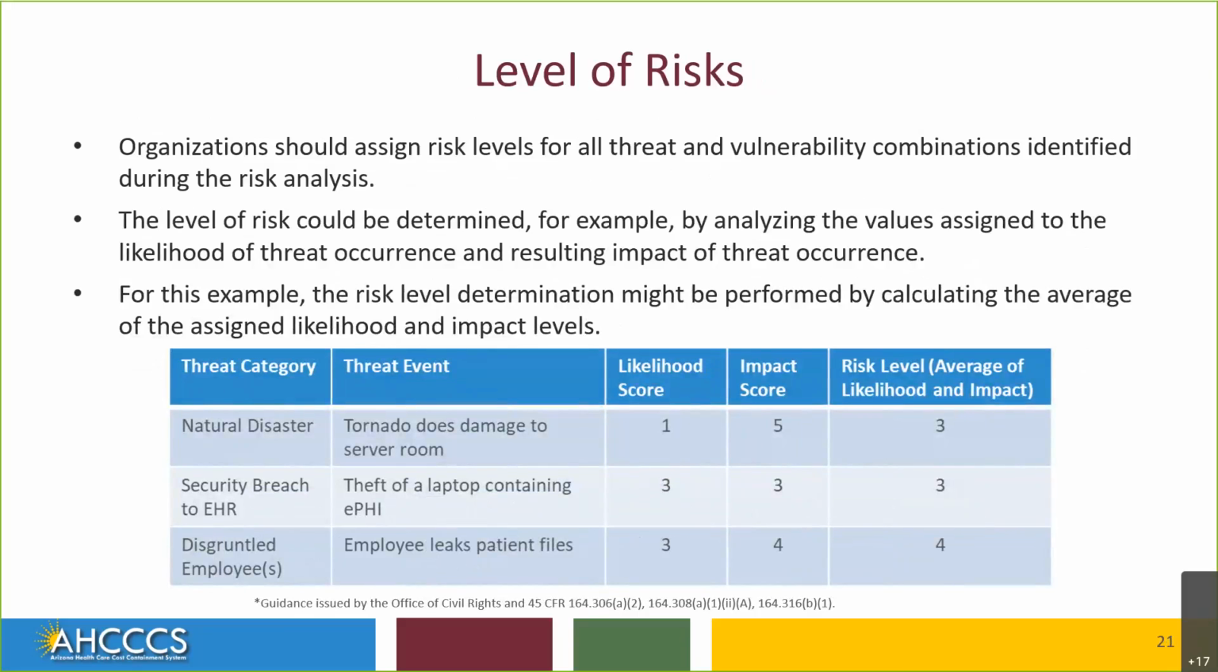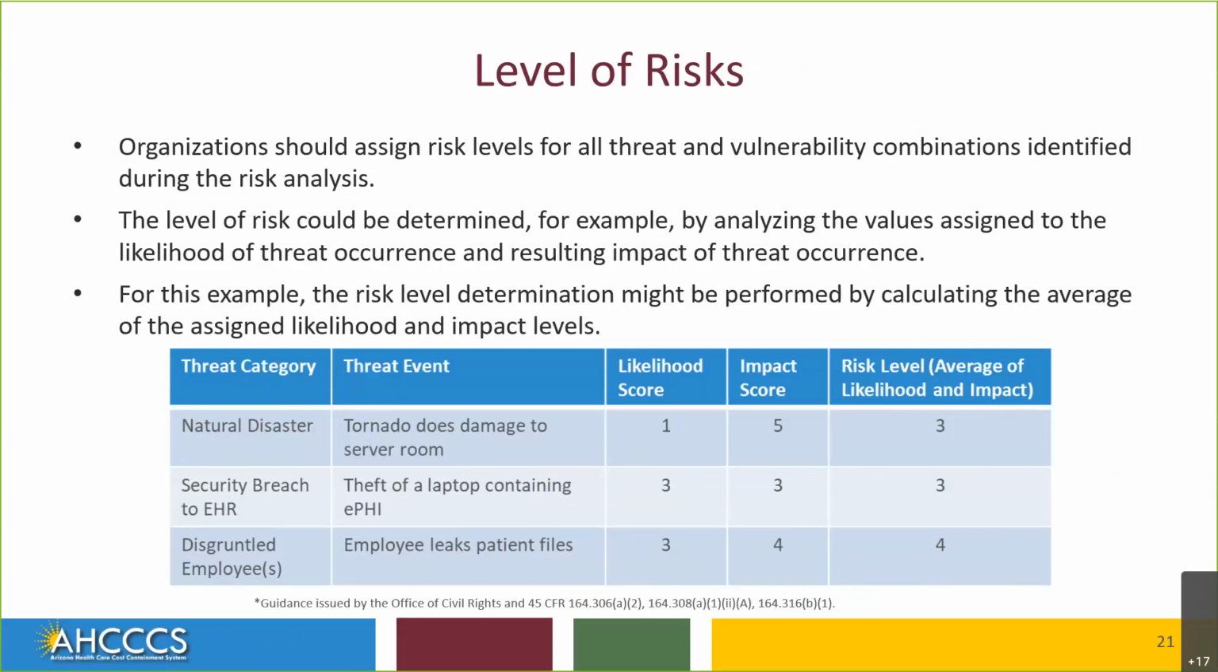So level of risk. This overall level of risk is going to take that likelihood score and that impact score and kind of combine it. So organizations should assign risk levels for all threats and vulnerability combinations identified during the risk analysis. The level of risk could be determined, for example, by analyzing the values assigned to the likelihood of threat occurrence and resulting impact of threat occurrence. For this example, the risk level determination might be performed by calculating the average of the assigned likelihood and impact levels. So we're using the same 3 examples from the previous slides.